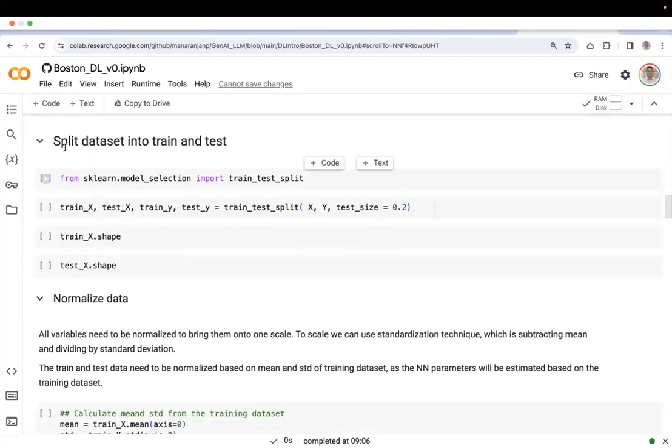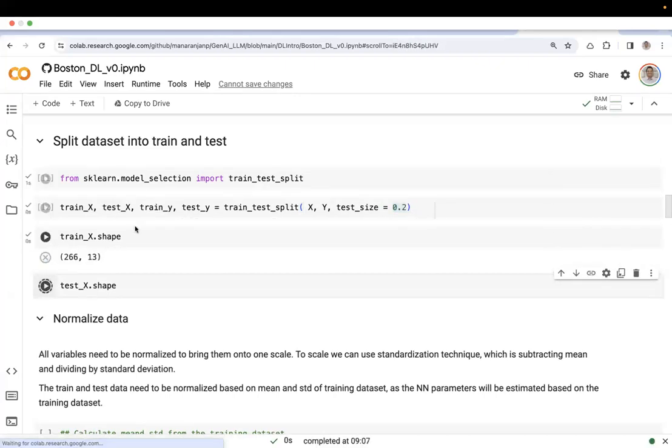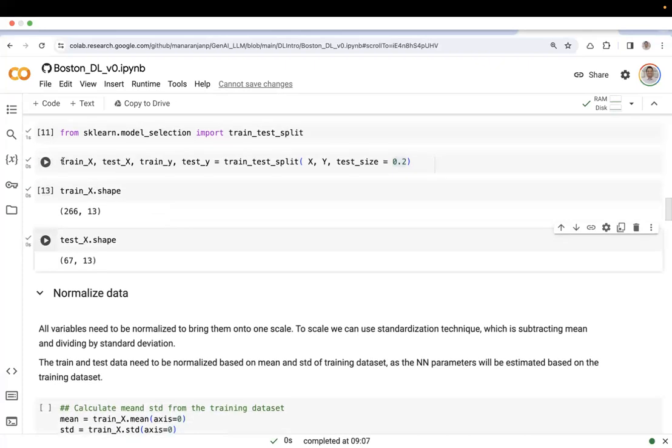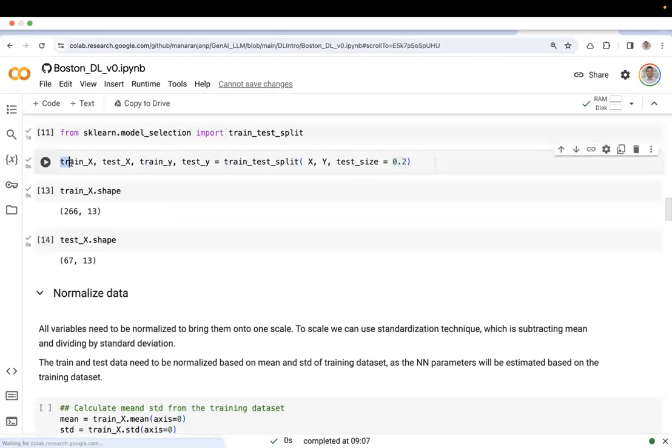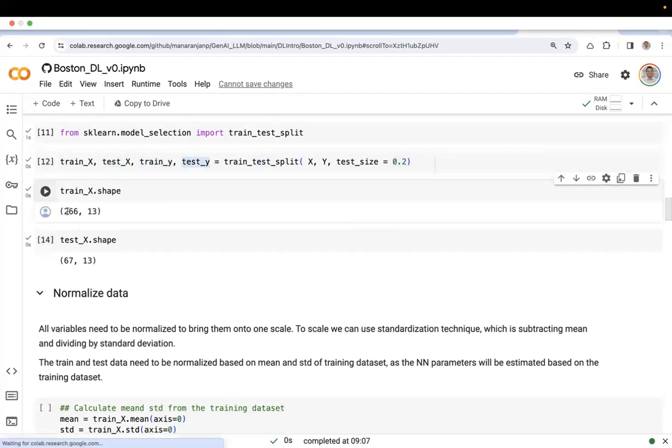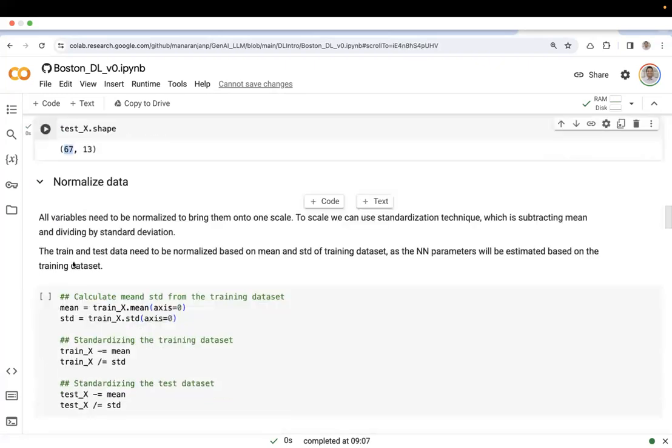my output is of course 1, the median price, right? So I'll first split the data into train and test. So train_test_split on X and Y, and I'm going to split it by an 80-20 ratio. And I'm going to name those train X, train Y, test X, and test Y. So this contains the X values for train, X values for test, Y values for train, and Y values for test, right? So my sample got split into 266 samples for train and 67 for test data.